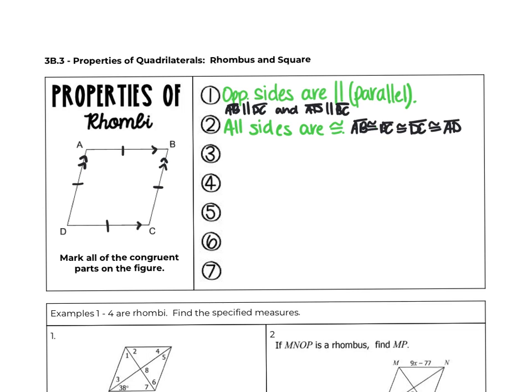Okay. Third thing, opposite angles. That's our angle symbol. Are congruent. So a rhombi, or a rhombus, they are not all congruent, but the opposite ones are. So let's show that on our picture. So that would be angle A, and I can just use one letter here since there's only one angle at that point, is congruent to angle C. And angle B, I'm going to put 2 on that, is congruent to angle D.